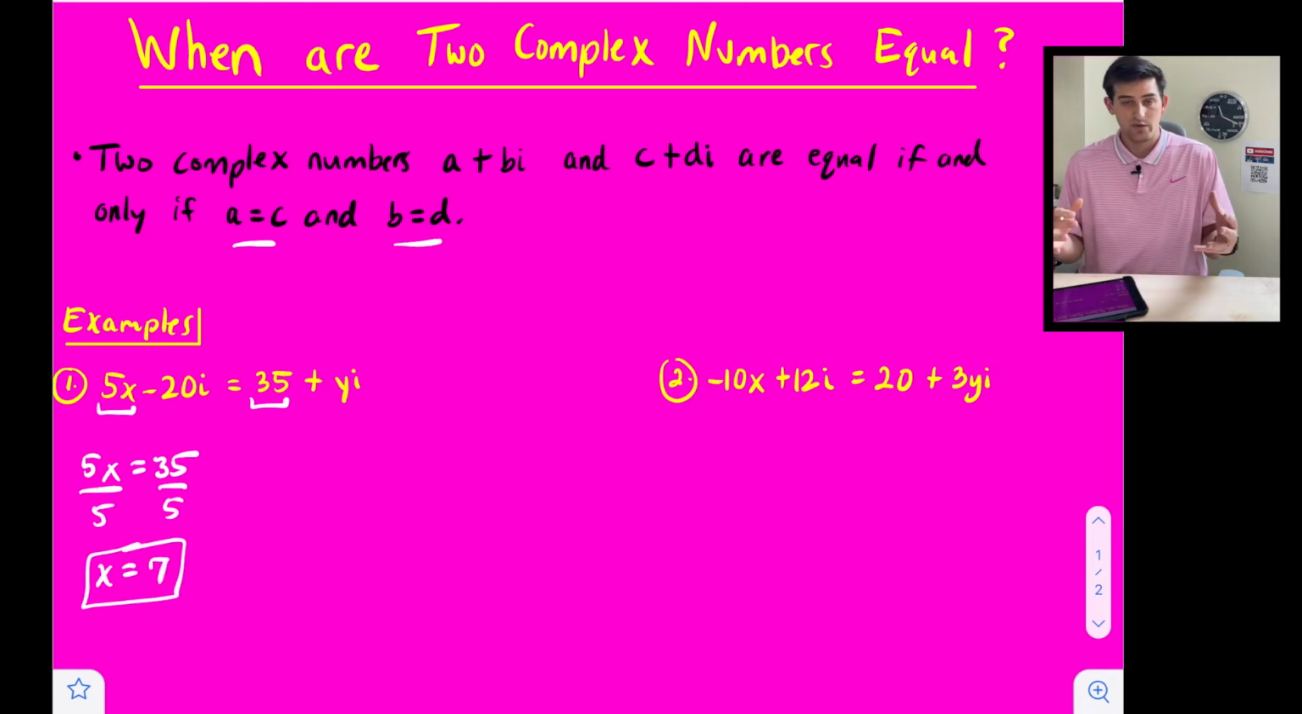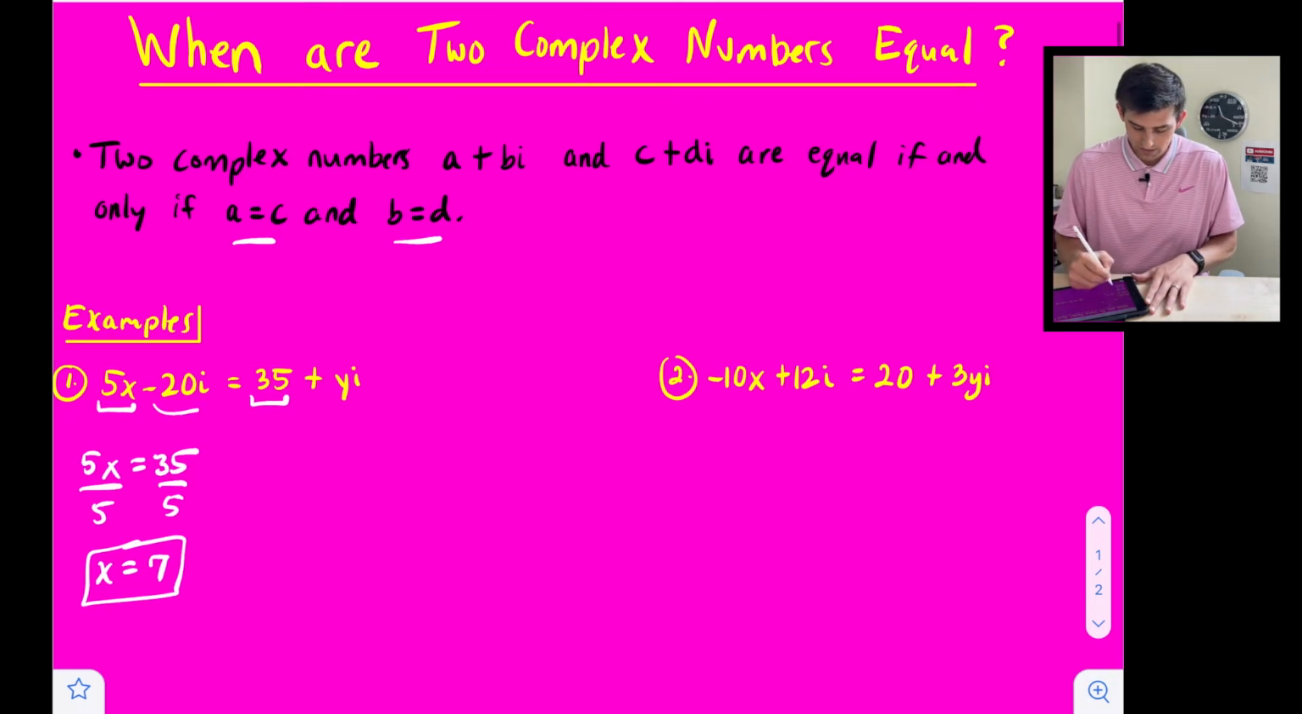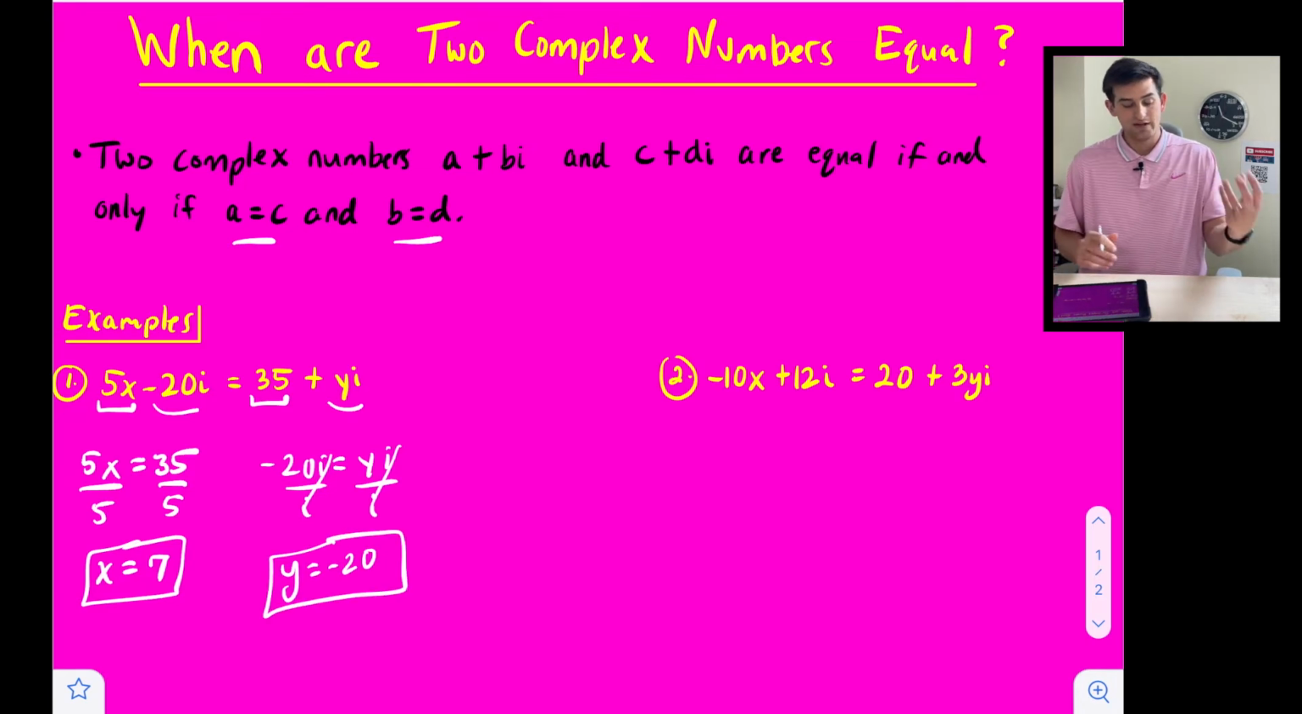Okay, so now we could take our two imaginary parts, negative 20i, and set that equal to yi. I forgot my i here. And so now we can divide both sides by i, and so our i's are going to cancel, and we're just left with y is equal to negative 20. Okay, so 5x minus 20i is equal to 35 plus yi when x is 7 and y is negative 20.